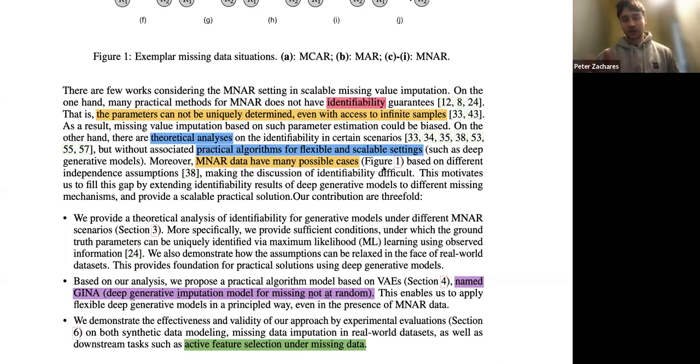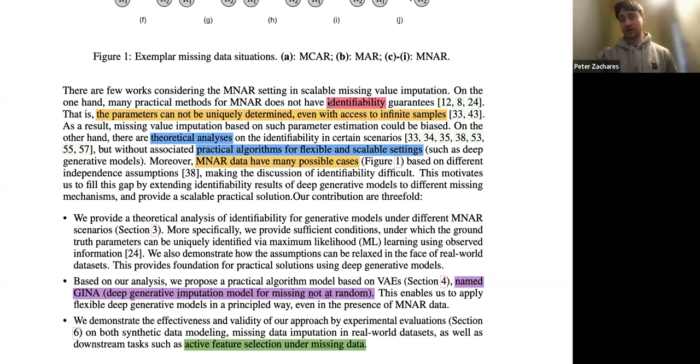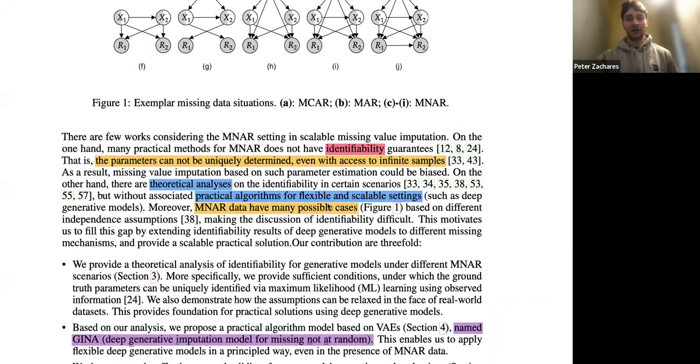Let's see. So we're still in the introduction. They say their method provides identifiability guarantees, which are important for being able to discover the underlying mechanism, basically the underlying distribution. But then they say we have to relax the assumptions that we make for the proofs in order to create an algorithm that's practical. Honestly, from a practical point of view, it doesn't seem like they're proposing a very different model than what's already out there, but maybe I'm wrong. And they talk about how missing not at random is much more common in real world data than these other cases.